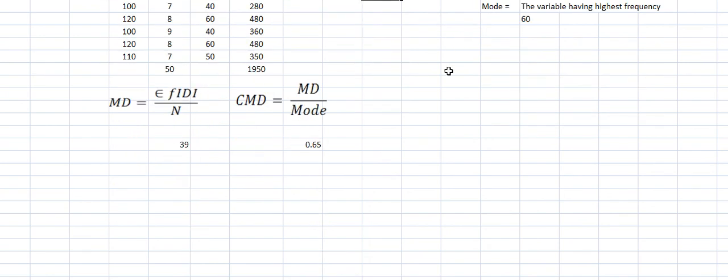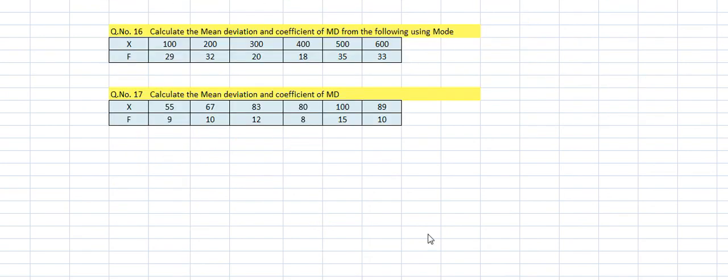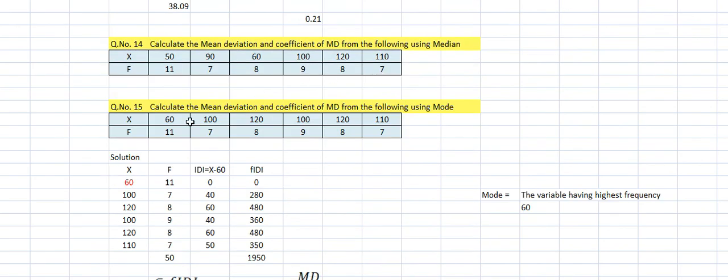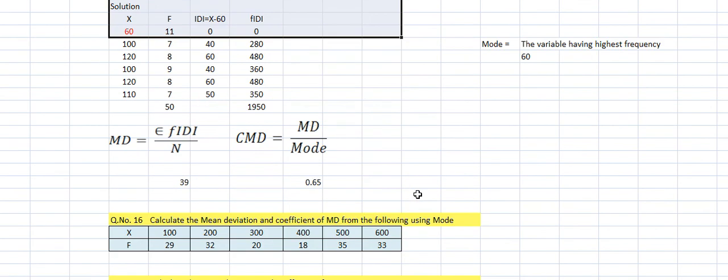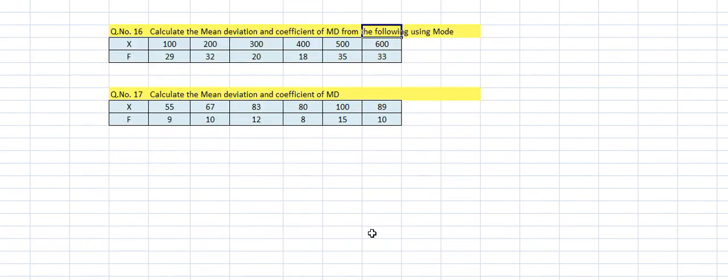Clear? Now I will assign you the next question. The assigned questions are the 16th one and the 17th also. What is there in the 16th question? Calculate the mean deviation and coefficient of mean deviation from the following using mode. Like the same, this is solved now. The 15th question is base, 16 is there, right? Now the 17th question I think I have given like this. Calculate the mean deviation and coefficient of mean deviation.